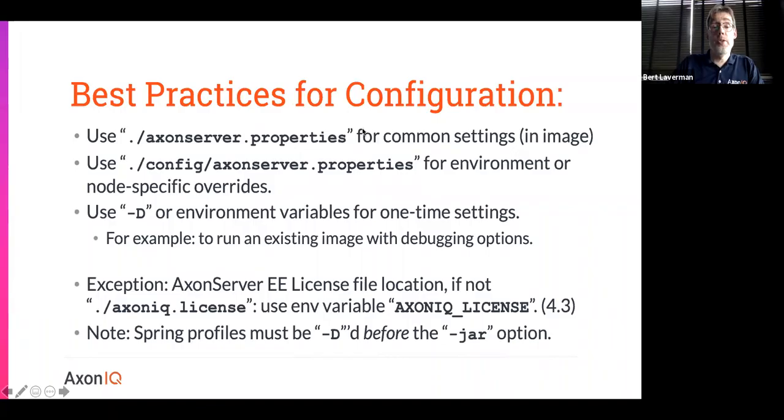So what you usually do for configuration is dependent on the directory where AxonServer is running, and in this case, AxonServer is running in the root. You use the common settings in a file, axonserver.properties or YAML, in that same location, which has been done for the standard editions image on Docker Hub. And then you can use the subdirectory config for any specific overrides. We're going to use that in the next example.